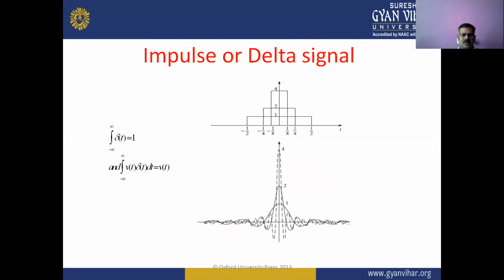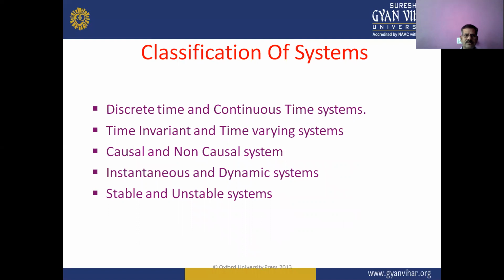And this is the impulse or delta signal. First is the impulse signal and second is the delta signal. For the delta signal, the integration of delta(t) from minus infinity to infinity equals 1, and for the impulse signal, the integral from minus infinity to infinity of v(t) delta(t) dt equals v(t). So these are the examples of impulse or delta signals.